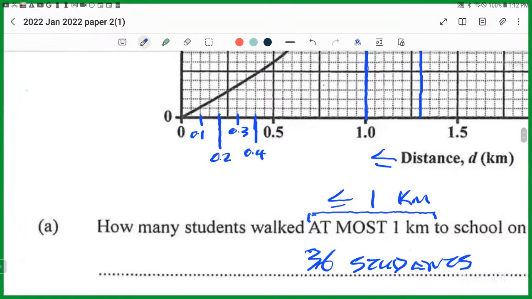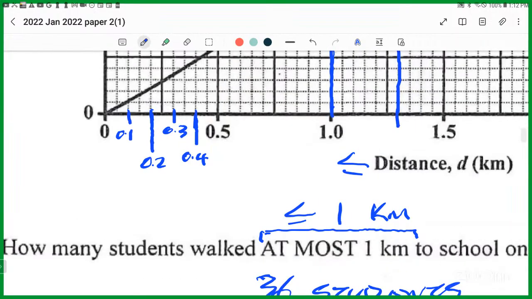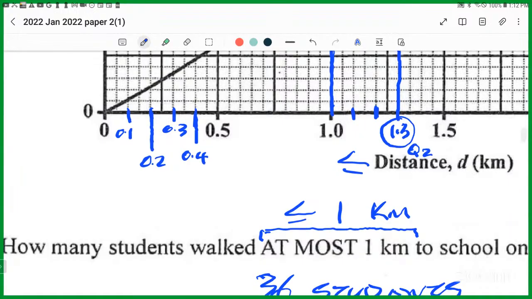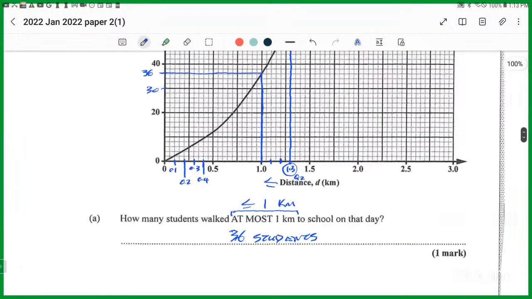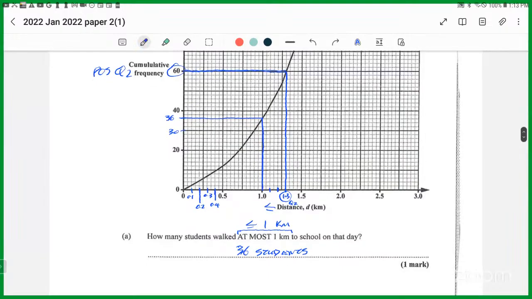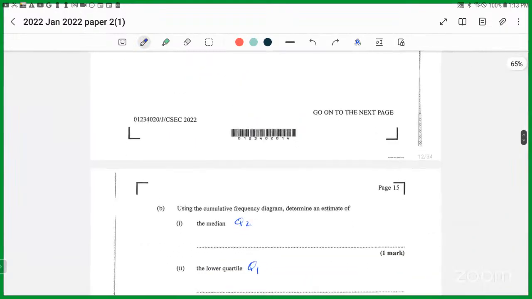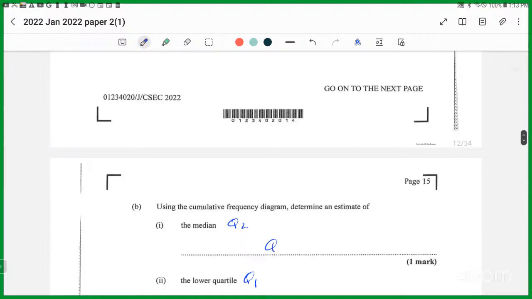So therefore, what is this? This is 1, this is 1.1, 1.2, 1.3. Continue checking it: that will be 1.4, 1.5. So this is 1.3, and this is actually your Q2. 1.3 kilometers is Q2, which corresponds to 60 students. This is 1.2. Q2 is 1.3 kilometers.